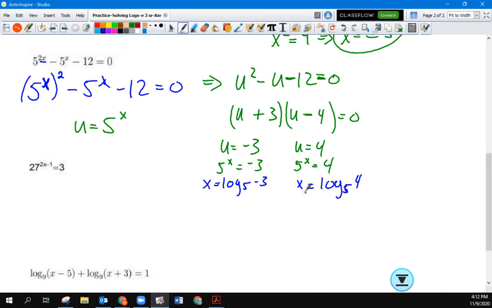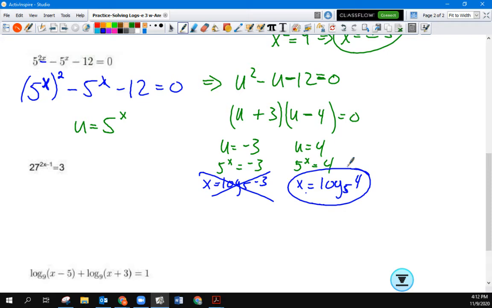Okay? Now, those are our two solutions, right? Wrong. Remember, you cannot take the log of a negative number. So at the end, we only have one solution to this, and that's our solution.